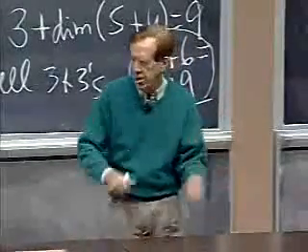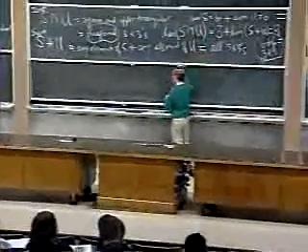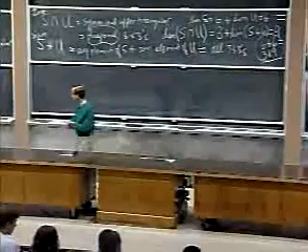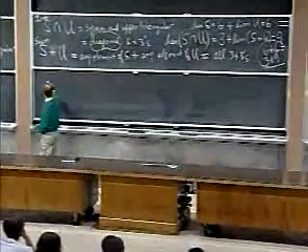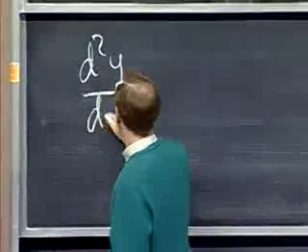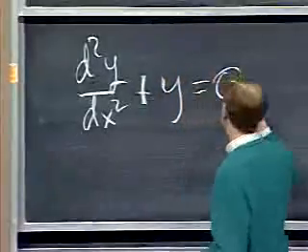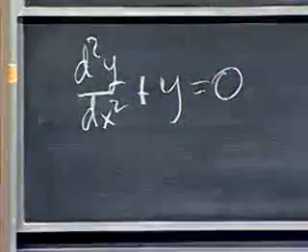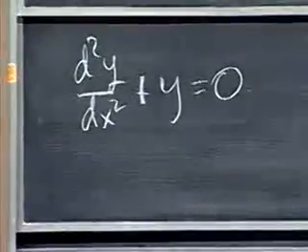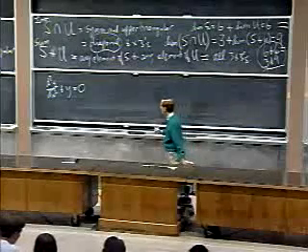Come from differential equations. So this is one more new vector space that we'll give just a few minutes to. Suppose I have a differential equation like d second y dx squared plus y equals 0. I look at the solutions to that equation. So what are the solutions to that equation?